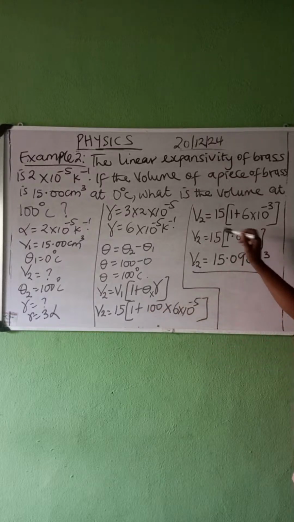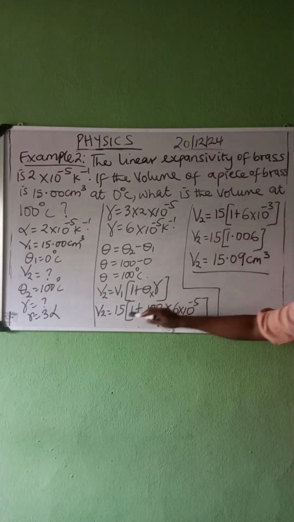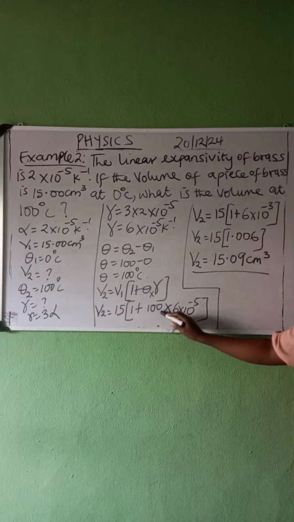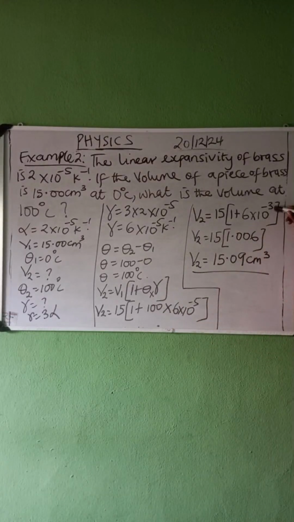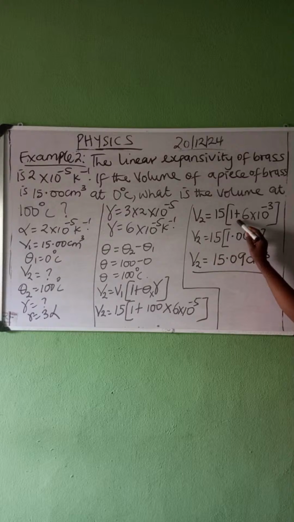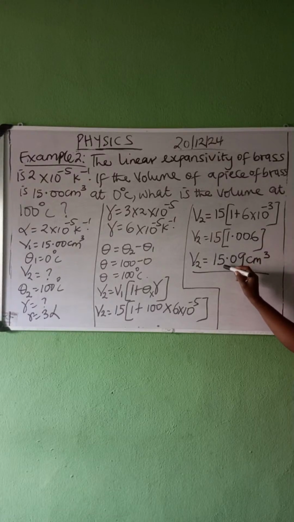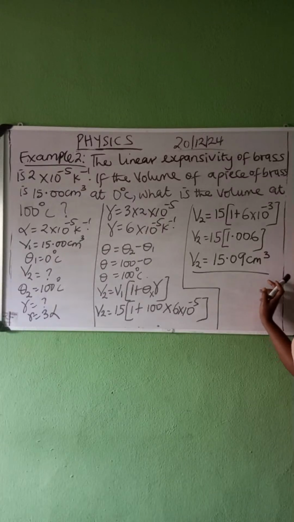1. So we have V2 is equals to, bring out our 15 bracket 1 plus 6 times 10 raised to the power minus 3, right? Now, if you multiply it, you're going to have 6 times 10 raised to the power minus 3, right? Okay, so by the time we add this to 1, we're going to have 1.006. All right, so we multiply this by this, the answer becomes 15.09 centimeter cube. So this is the new volume that we are looking for.